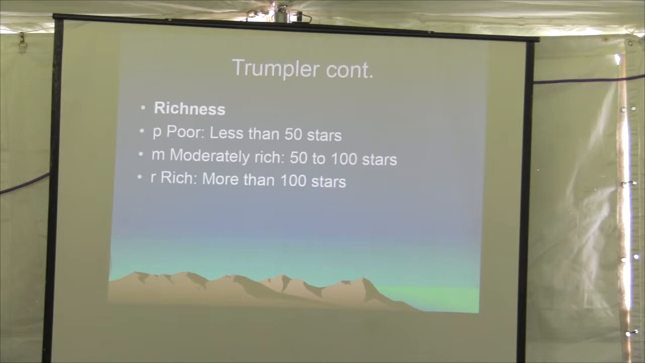The richness part of the scheme: poor, there's less than 50 stars. Moderately rich clusters in the Trumpler scheme have between 50 and 100 stars, and a rich cluster would have more than 100 stars.